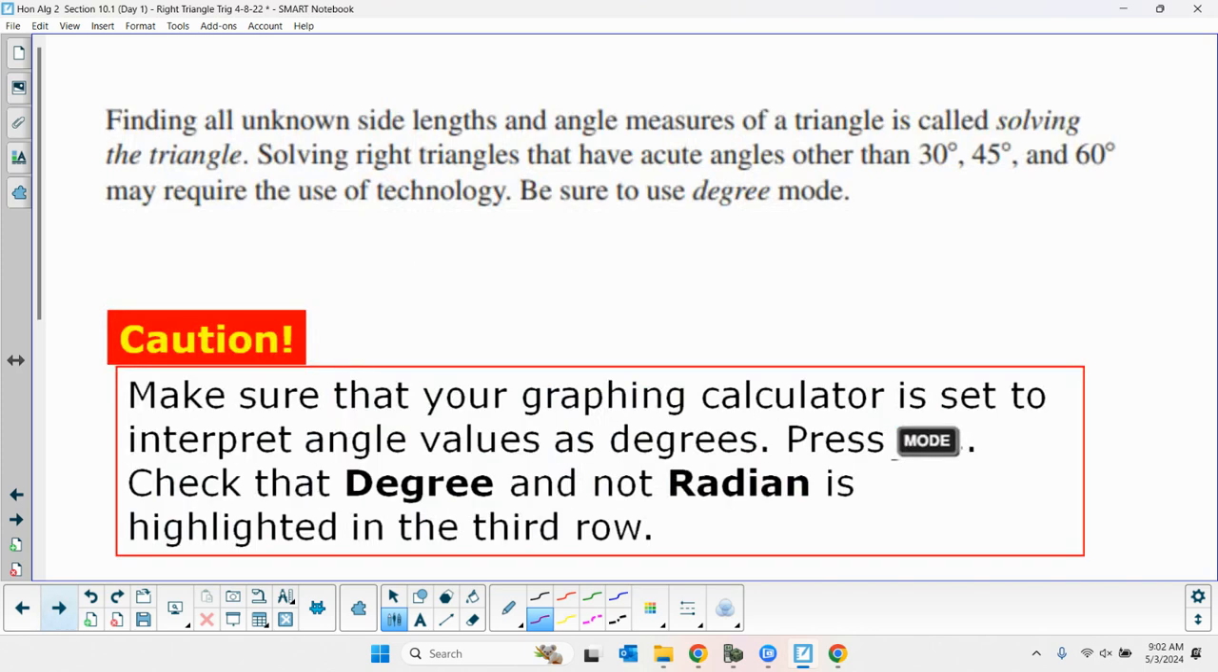All right. Finding all unknown side lengths and angle measures of a triangle is called solving the triangle. So if you're asked to solve a triangle, you need to know all 3 angle measures, which add up to what again? 180. You need to find all 3 sides. Okay? You know the Pythagorean theorem will work because we're talking about right triangles. Okay? We already talked about putting it in degree mode, right?